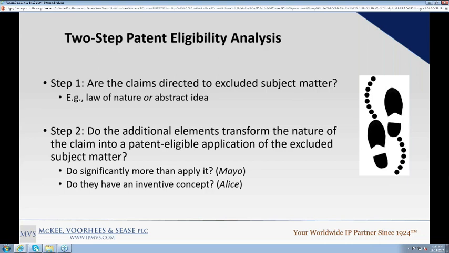And the two little taglines there from Mayo is, does it provide significantly more? And in Alice, does it provide an inventive concept? Or not just provide, but really, are you claiming significantly more, and are you claiming an inventive concept? We'll see that as the cases go on, that at times people who had patents that issued pre-Mayo, pre-Alice were trying to support validity by arguing, well, look at the specification, you can see more, you can see the inventive concept. They're kind of caught between a rock and a hard place there.